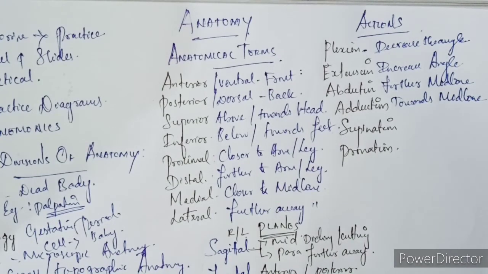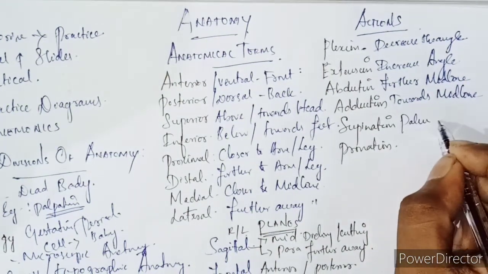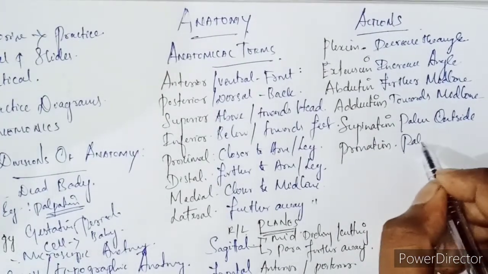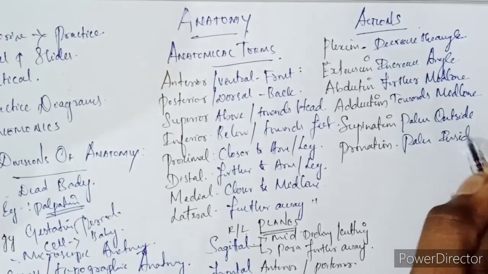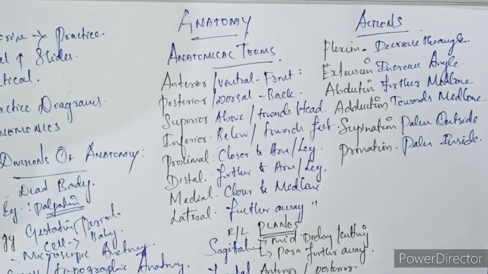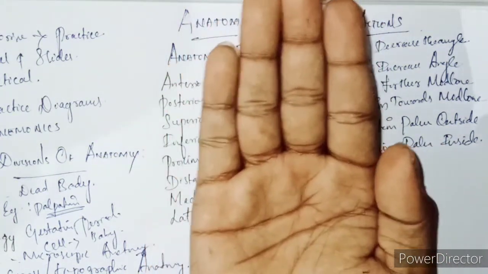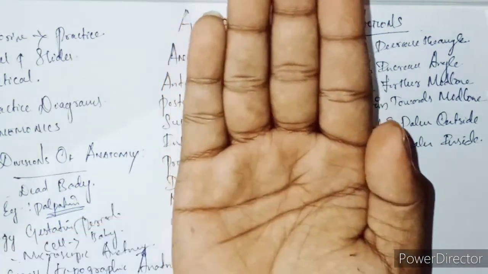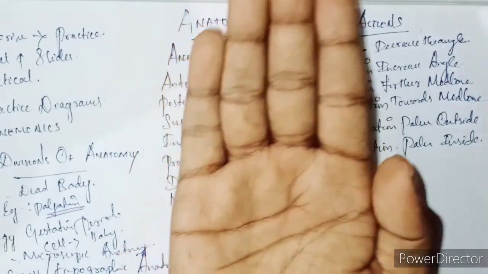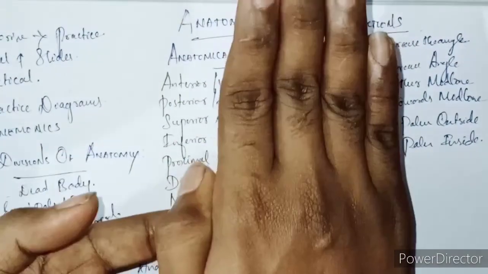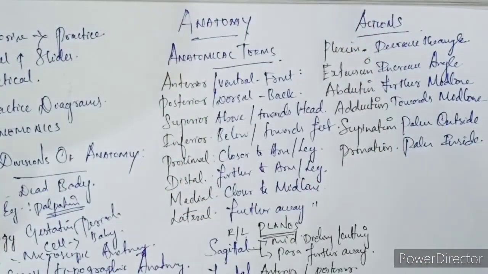Then we have supination and pronation. Supination is nothing but the palm facing outside. And pronation is nothing but the palm facing inside. For example, this is called supination, when the palm is facing outside. Pronation is the palm facing inside.